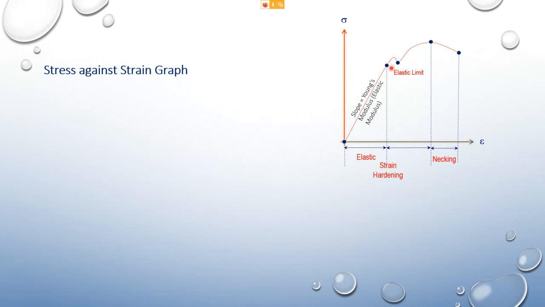So at this point here, we call it the elastic limit. Okay, and this point is the ultimate stress. This is the ultimate stress. And from this point here is called the rupture stress.